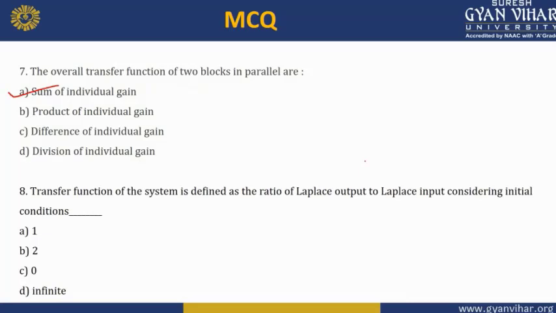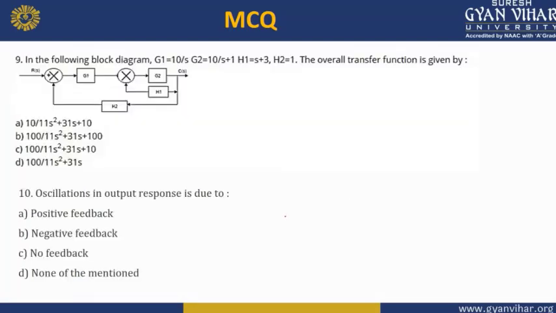What are the initial conditions? What are the initial conditions here? You have to identify. Think about it. We'll discuss it later. Now the next question. Now look at this block diagram. You have been given the gains for each of the blocks. That is G1, G2, H1 and H2 are given to you.